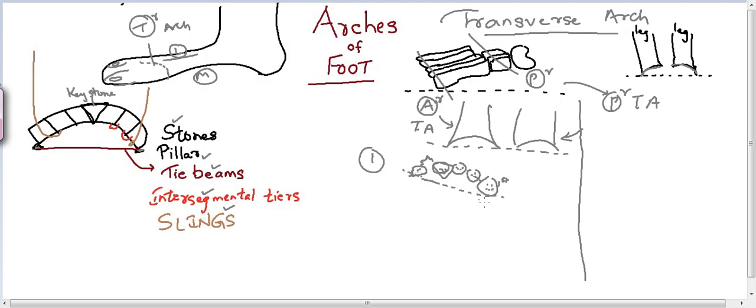The pillar is the part which is touching the ground. That is the head of the first metatarsal, and the head of the 5th metatarsal is a major pillar. In fact, other heads also will touch and that will also form a pillar.